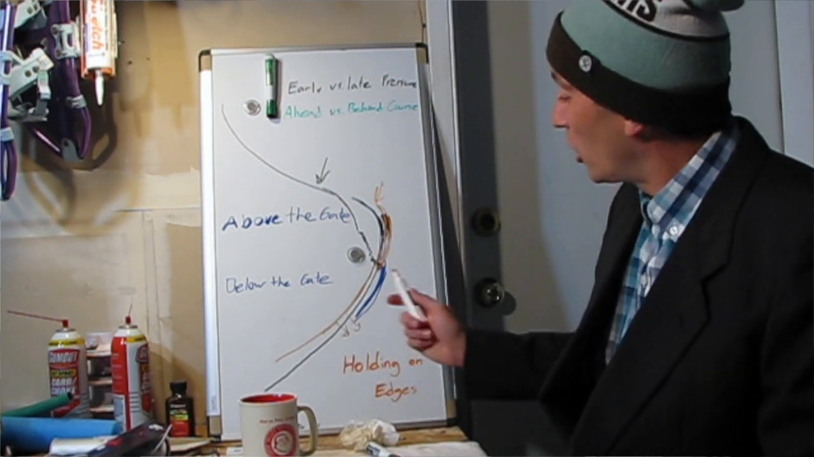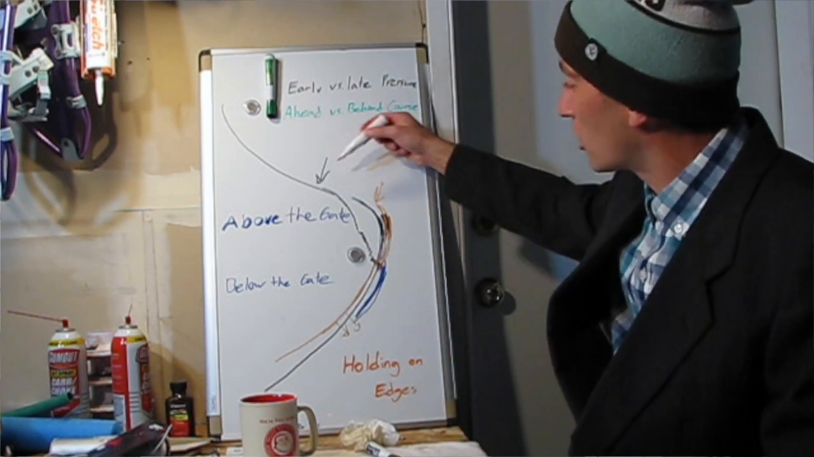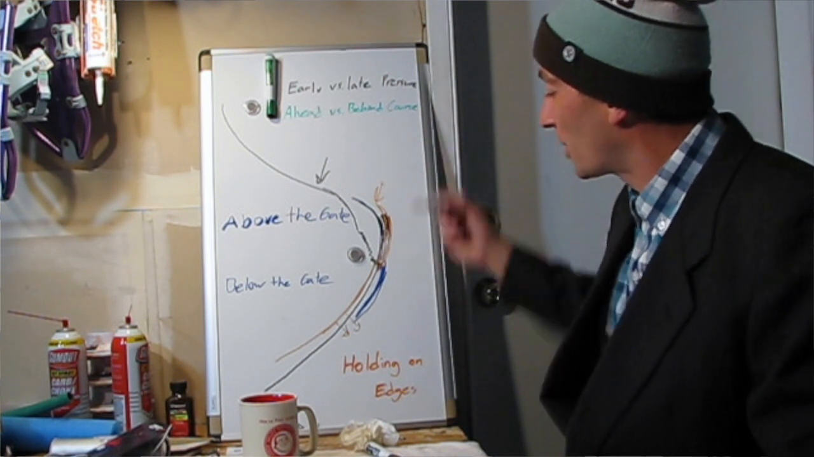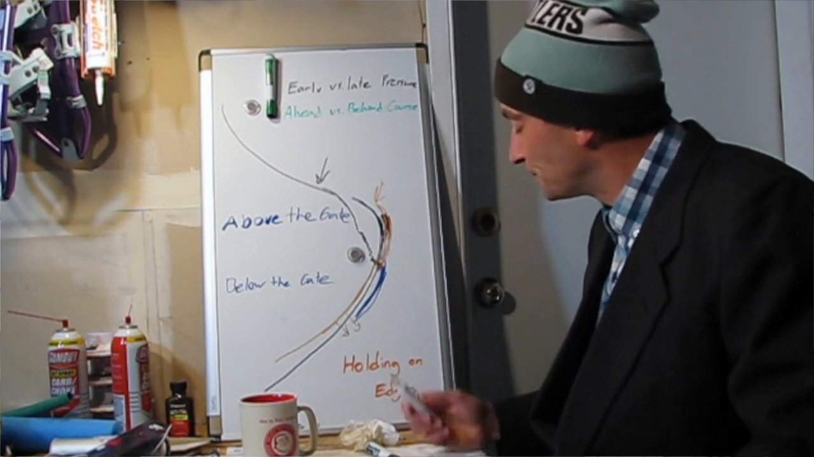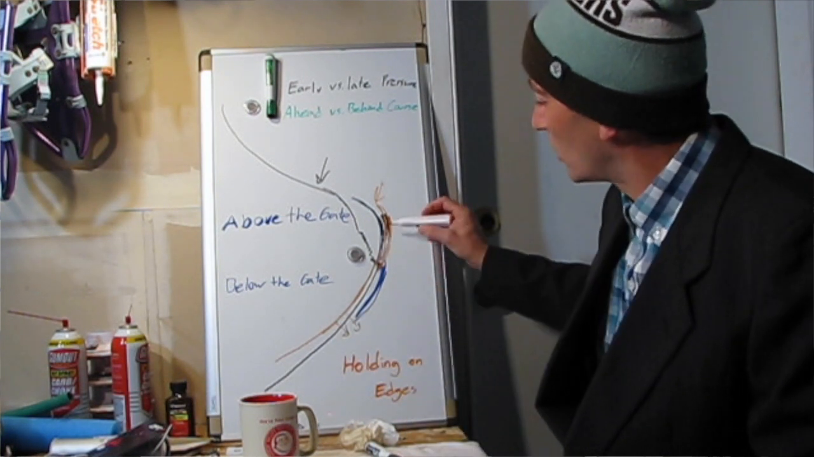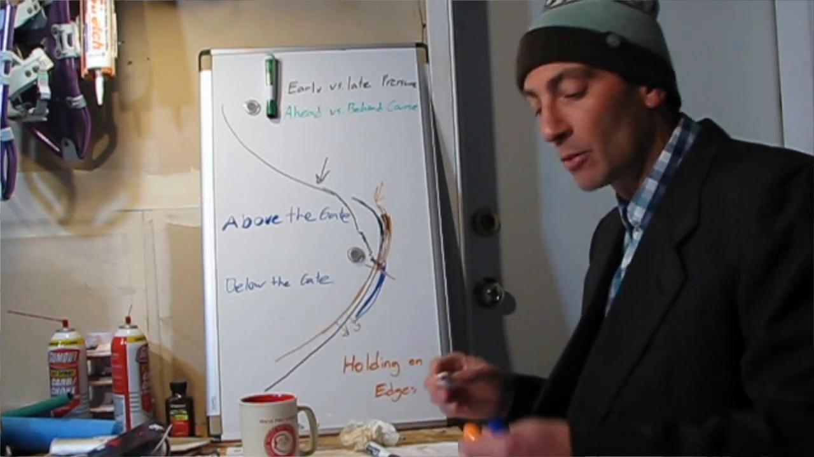I don't know. Paula Moulton was holding on to her edges too long. I think that her timing and initiation, early versus late pressure, I think was good up here. But at the end of the day, she was gripping it too long. She wasn't willing to release the ski somewhere in here to carry speed and momentum.